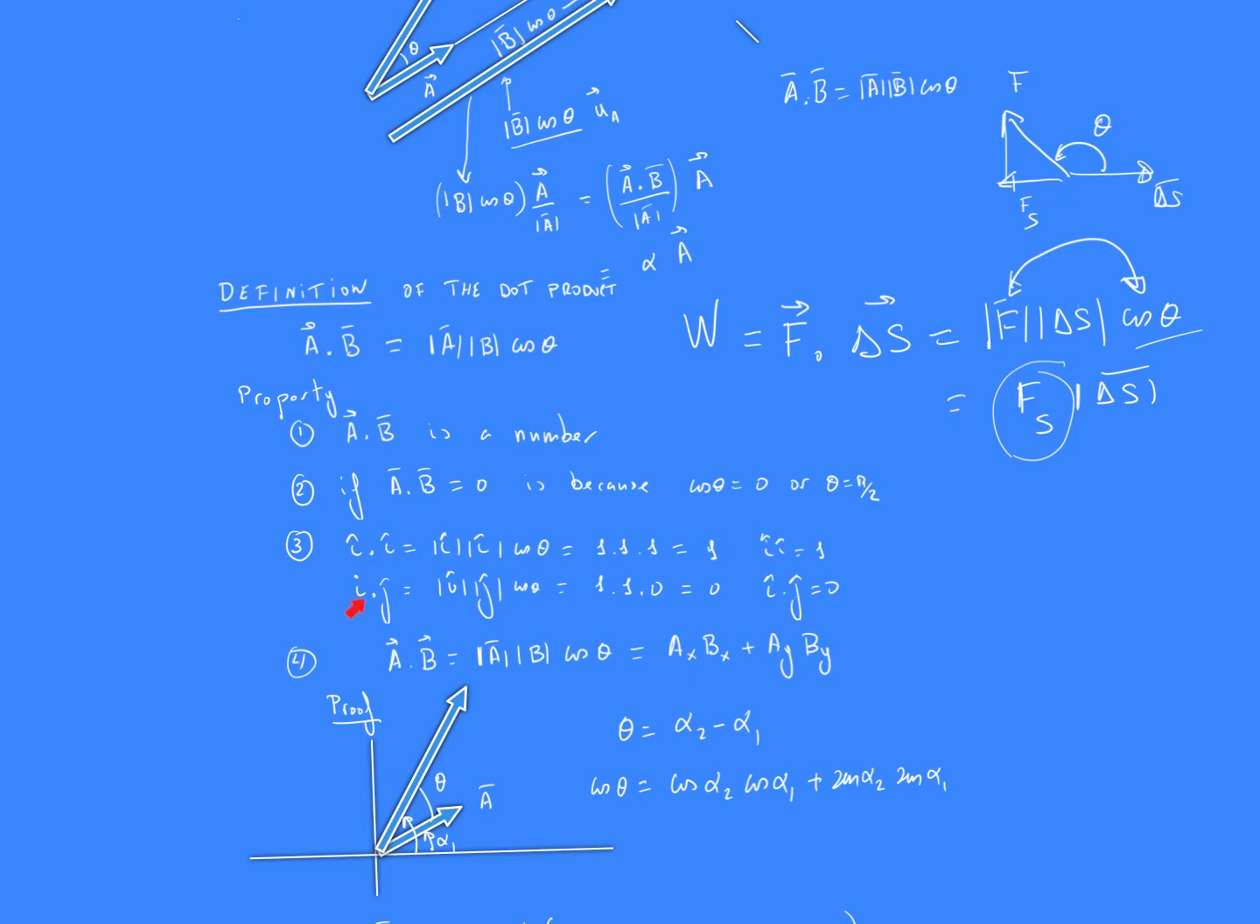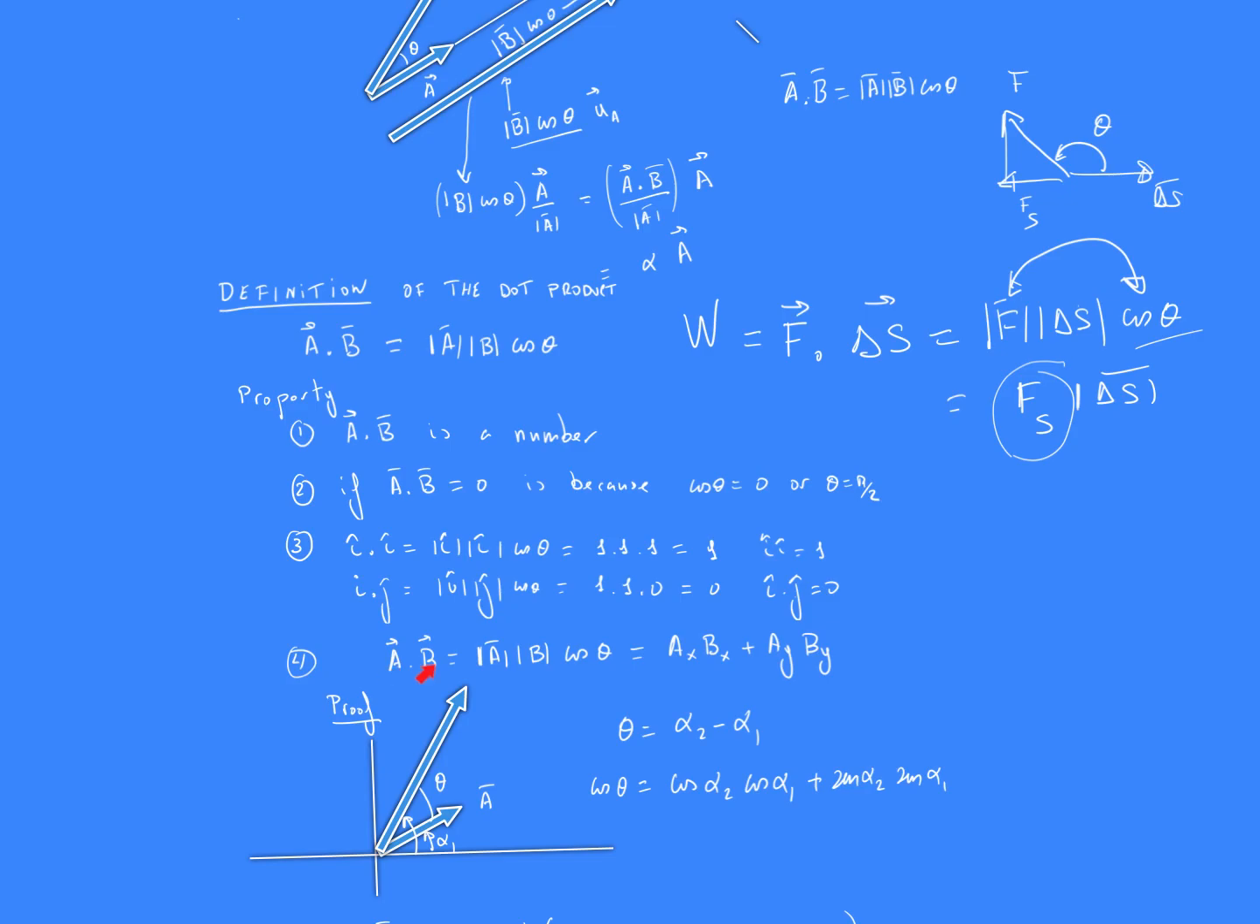What if we do I dot J? Applying our definition, it will be the magnitude of I by the magnitude of J by the cosine of the angle. But now the angle that I makes with J is 90 degrees. So I dot J is 0 because cosine of 90 is 0. So I dot J is 0.